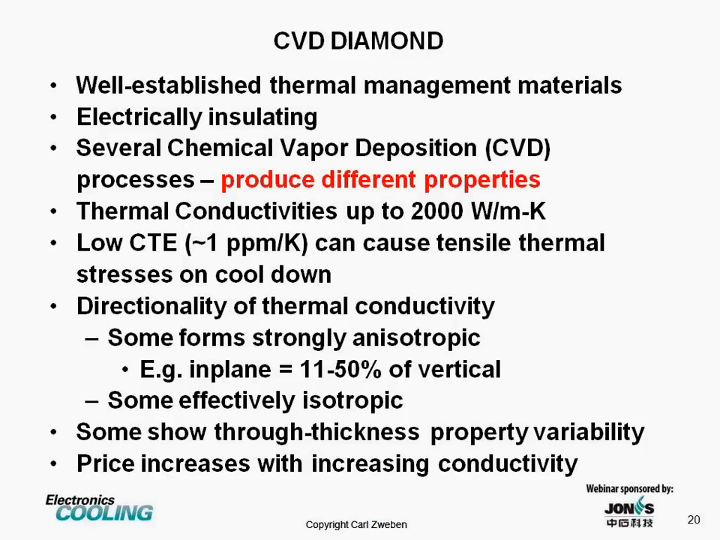Emphasize that there are a number of processes for making CVD diamond. They each produce different sets of properties. And some processes produce strongly anisotropic materials, which means properties vary with direction. And in that case, in-plane thermal conductivity can be as low as 11% of the vertical thermal conductivity. However, I emphasize that some forms are effectively isotropic so that the vertical conductivity is similar to that of the in-plane thermal conductivity. So the bottom line is don't take CVD diamond for granted.